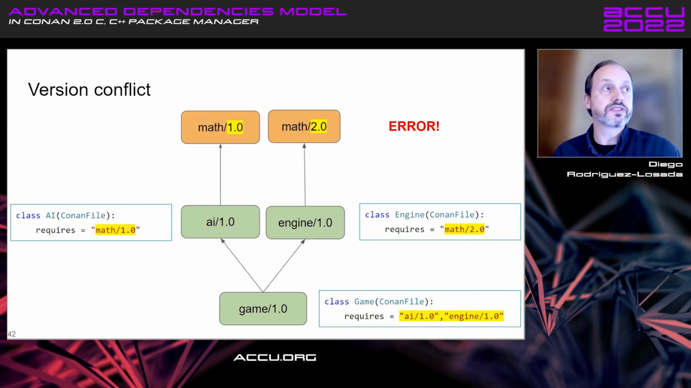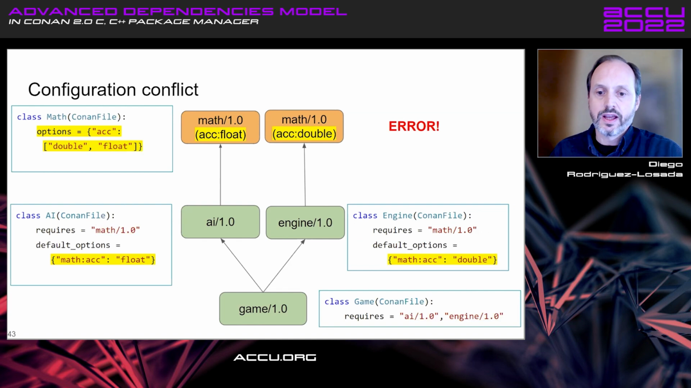But this also opens the door to the possibility of a conflict. Because if, for example, the engine team decides to use a modern version of math and they start to use math 2.0, then we have this dependency graph. And this dependency graph means that game is going to try to link against two different binaries of math. And then you get the duplicated symbols error all the way. It's basically not possible to have this. Conan 1 is fine. It will detect this version conflict and it will tell you, hey, you have a conflict, solve it.